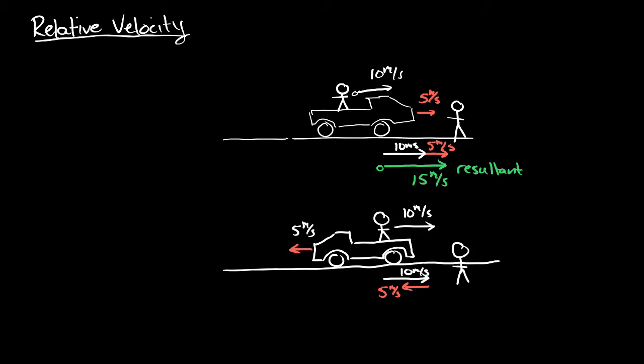So our actual resultant looks like that. So you receive the ball at 5 meters per second. Why? Because 10 minus 5 equals 5. Now, doing this in one dimension is no big deal.